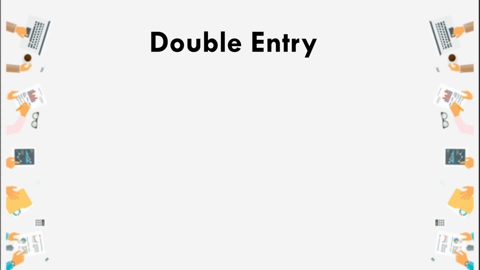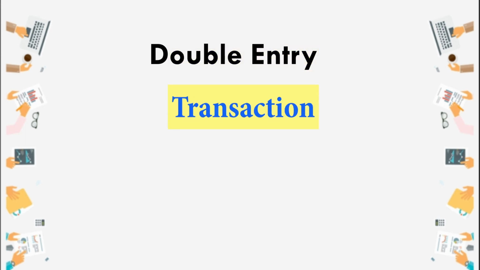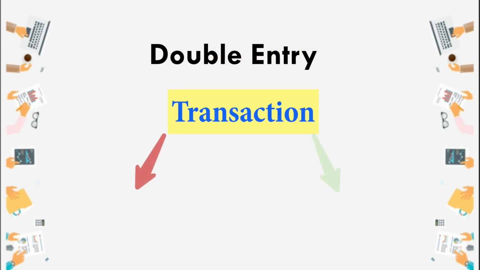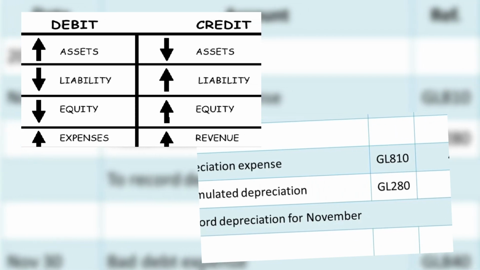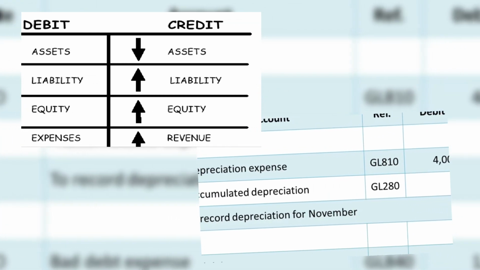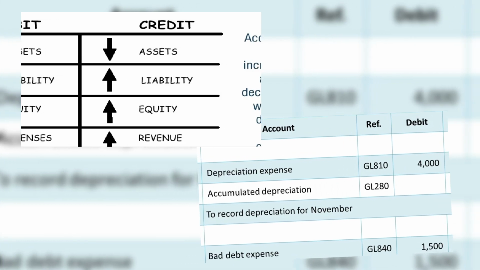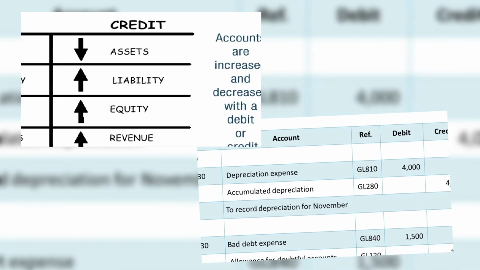But what exactly is double entry bookkeeping? The double entry system explains that each transaction affects 2 separate accounts, where one is debited and another one is credited. This is necessary to standardize the accounting processes as well as minimize errors and improve accuracy of financial records.